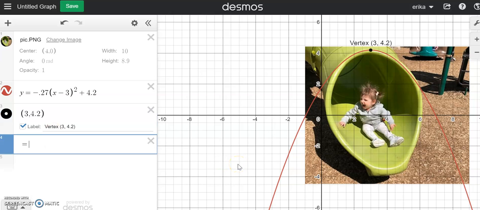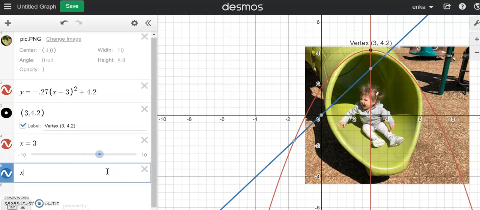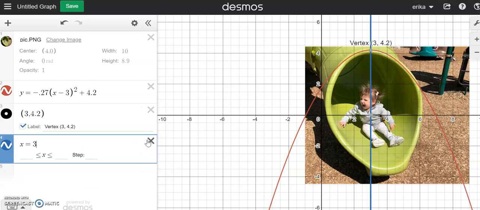My axis of symmetry is a line at x equals 3. Now, I don't like that color, so I'm just going to rewrite it again, and I'm going to delete the red one. I like my blue line to be the axis of symmetry. I can't label that, but I would label it on my PowerPoint. I would just say blue line, axis of symmetry.